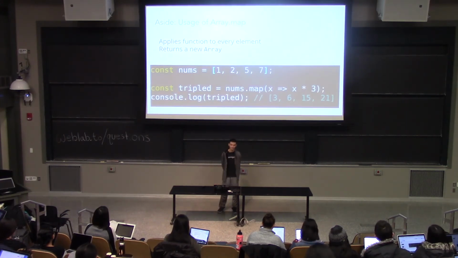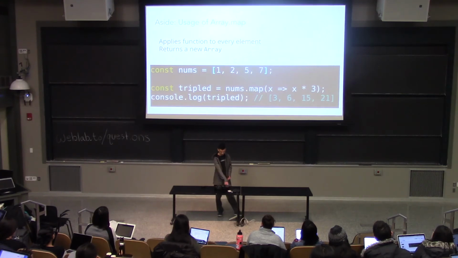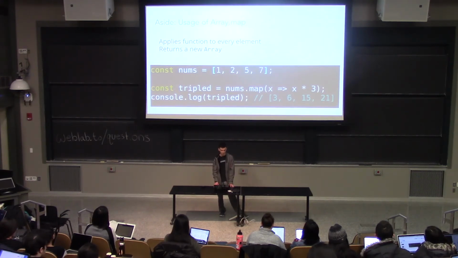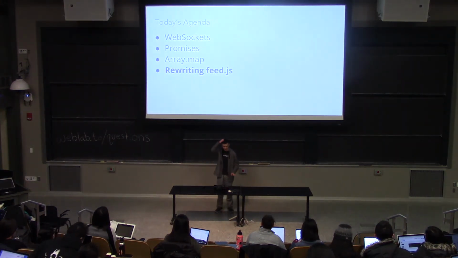Here's one way we can make it shorter. Remember using the inline arrow function syntax? I wrote that whole function on one line here. x goes to x times 3. Same thing as saying function x, return x times 3. Right? So that gives you a new array. That's all there is to map.